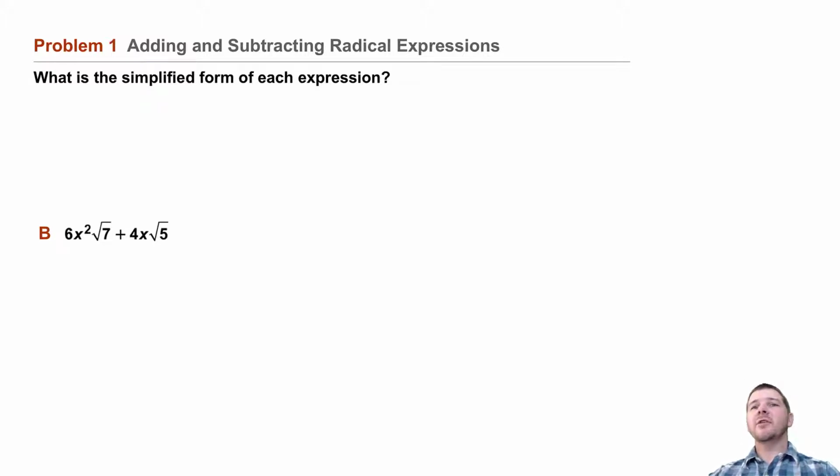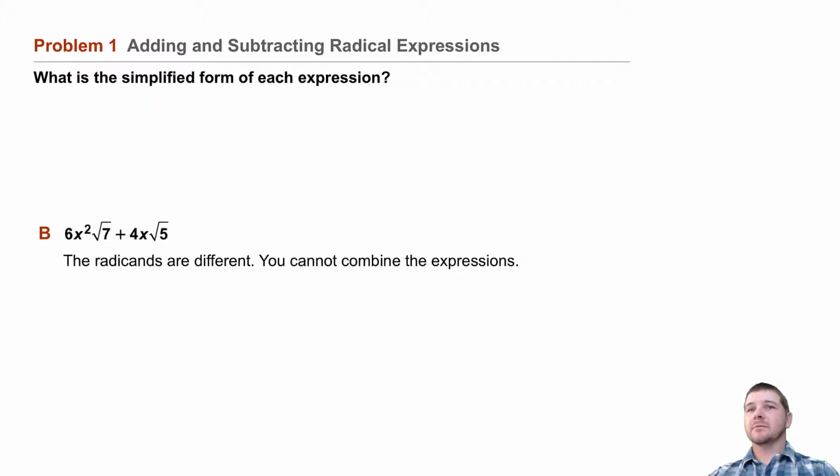Part B. 6x squared times the square root of 7 plus 4x times the square root of 5. Well, note here, even though the indexes are the same, they're both 2, the radicands are different, 7 and 5. You cannot combine the expressions.